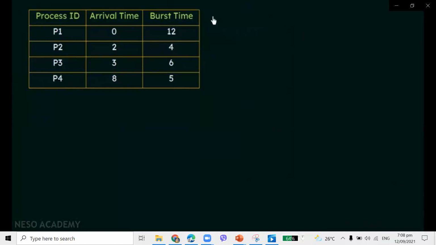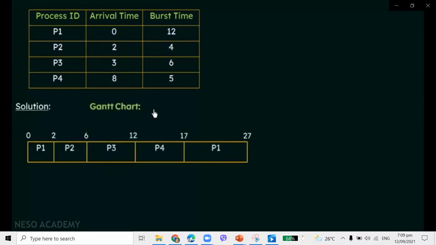It's the same table. So in order to solve the problem, we have to find the waiting times for each of these processes one by one, and after that we have to calculate the average waiting time. For that, we first have to form the Gantt chart for this set of 4 processes. So let us see how we can plot the Gantt chart for this set of 4 processes.